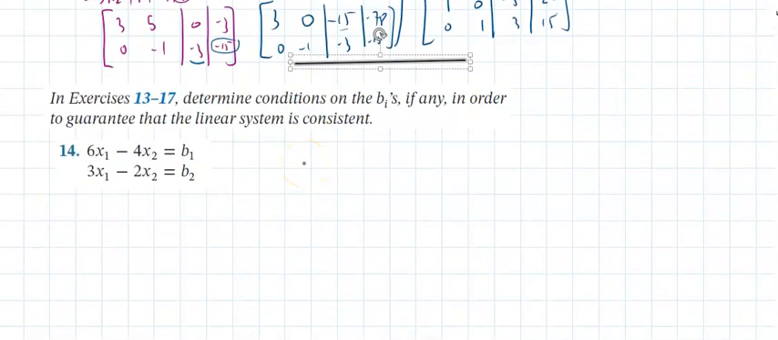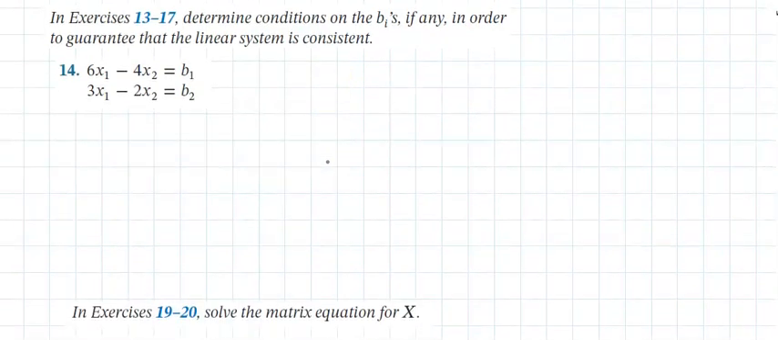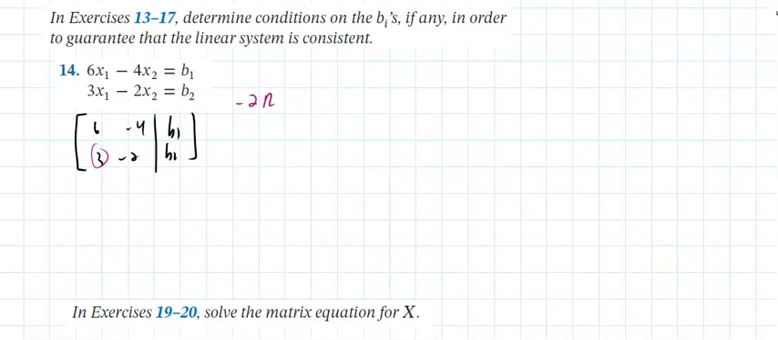Next problem up. Determine conditions on B's, if any, in order to guarantee a linear system has a solution. So, well, we start again with the traditional method. We're going to always start the problems by the traditional method, which is the augmented matrix. So 6, negative 4, B1, 3, negative 2, B2. So I want to make that a 0 at first stage. If I take negative twice row 2 plus row 1 and put it in row 2, that will do the trick.